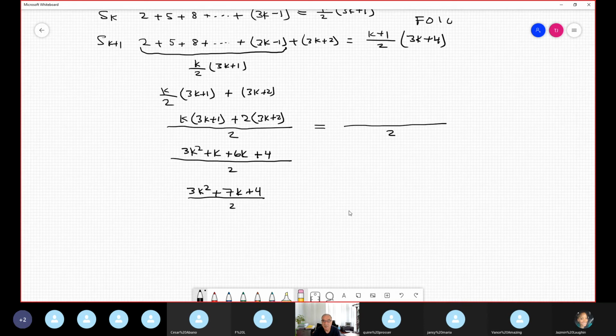So you foil here. This is 3k squared plus 4k, plus 3k, 1 times 3 plus 4. And when you combine like terms, 3k squared plus 7k plus 4, divided by 2. And this is completely true. And we finish the proof by mathematical induction. Any question? Any question?